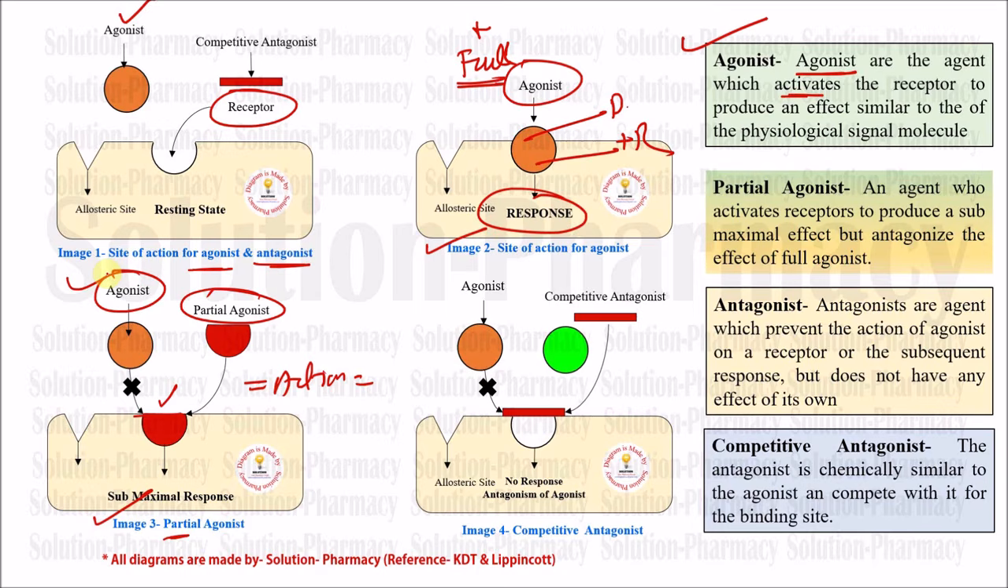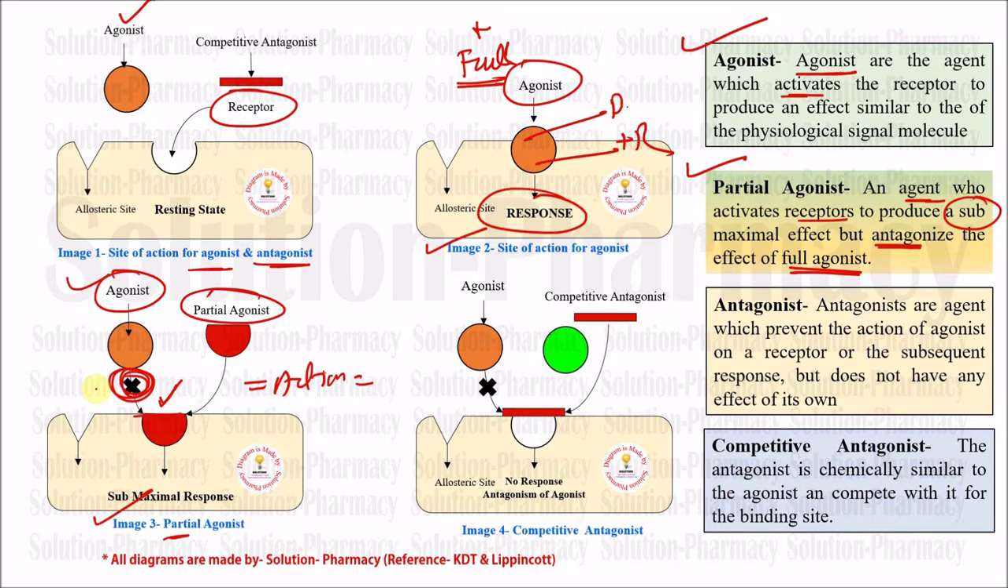And what is the definition of this partial agonist? Let's go through the next text. This is partial agonist, an agent which activates the receptor. It is activating because the drug is taking place inside the binding site. But it will not produce a maximal response. It will produce a submaximal response, and it will also antagonize the effect of the full agonist because now it is not allowing, focus on this line, it is not allowing the full agonist to participate in the reaction. That is called a partial agonist.